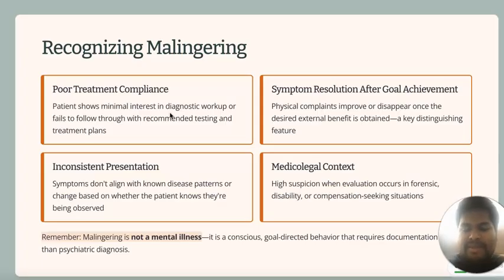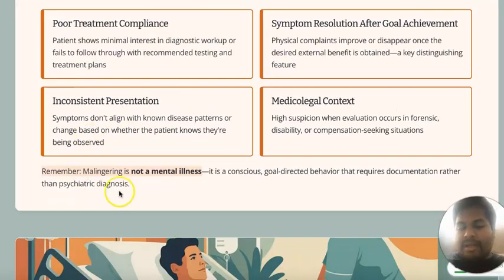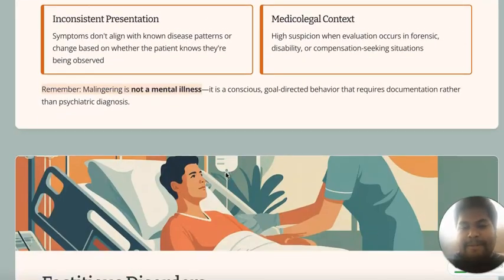and it's especially in a medicolegal context, and that is, you must always have a very high suspicion if the person is undergoing some forensic or compensation seeking situations. Again, malingering is not a mental illness, okay.